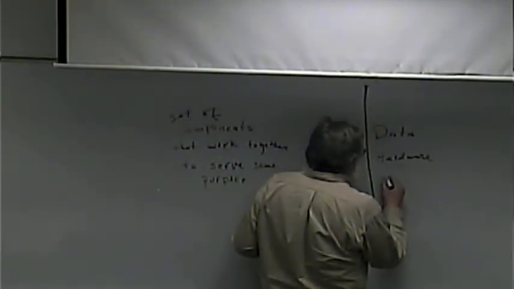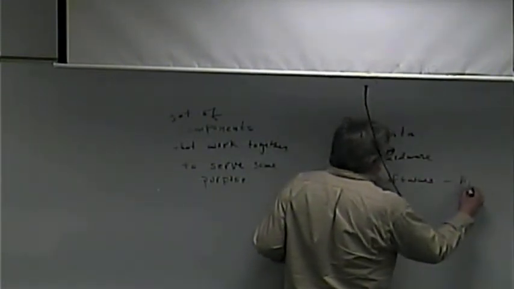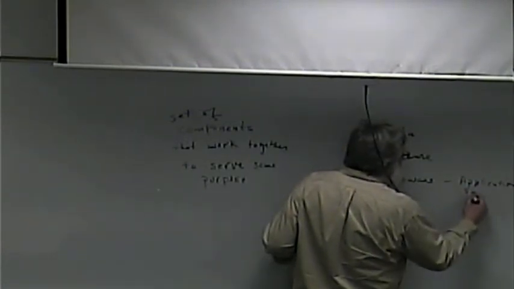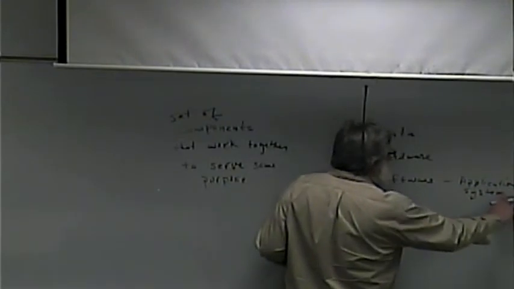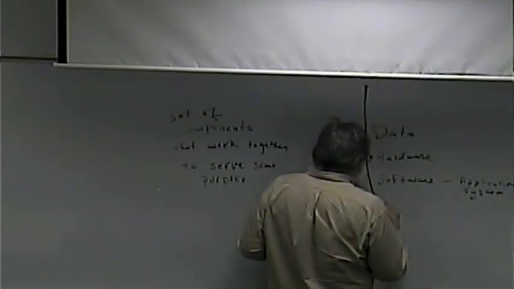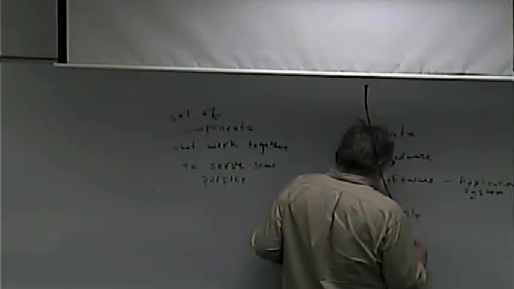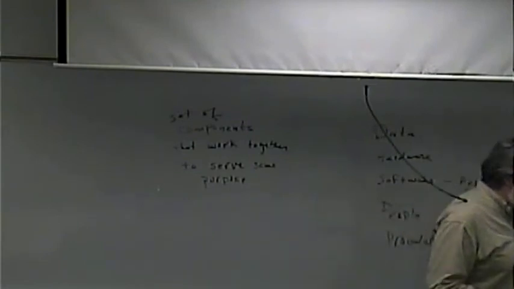Software. And this would be things like the application software itself, but also the system software, like the operating system, and so on. People and procedures. Let's talk about a payroll example, and let's talk about all the components.